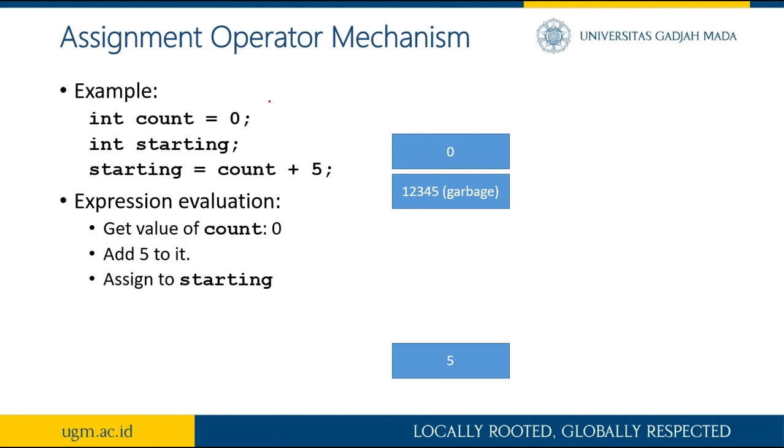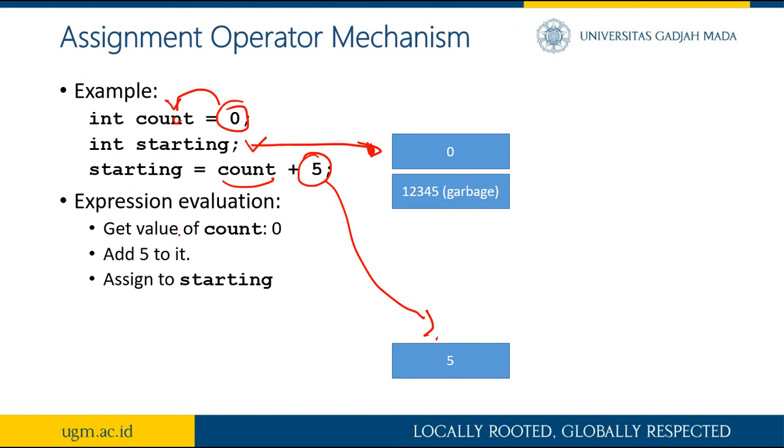Next, about the assignment operator. In this example, I try to assign 0 to the variable, namely count. And this one is not assigned yet. And then we try to add count and 5. So here we go, the starting point. Starting is 0. But at the end, starting is count plus 5, which means the starting will be 5. This is the expression evaluation.